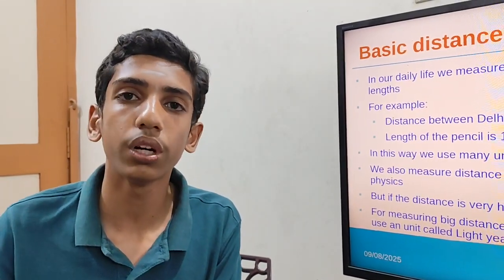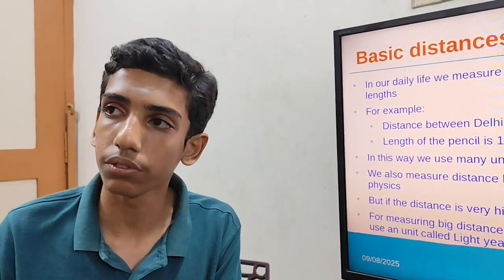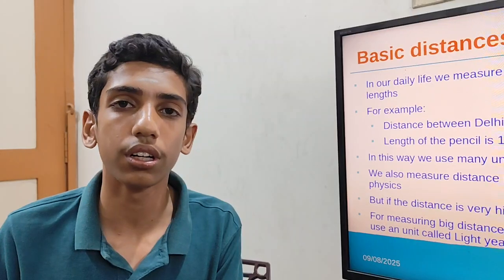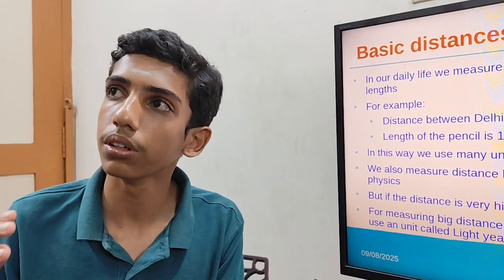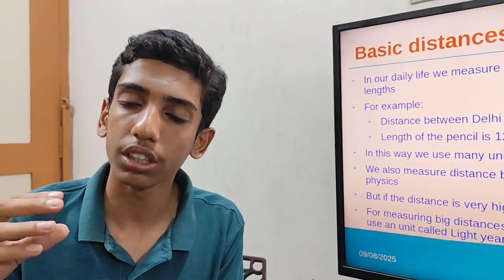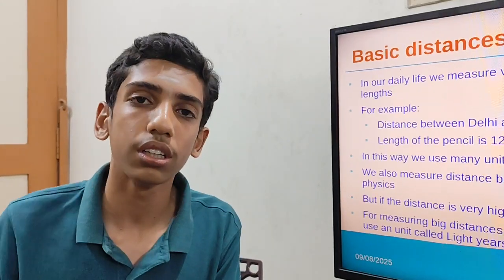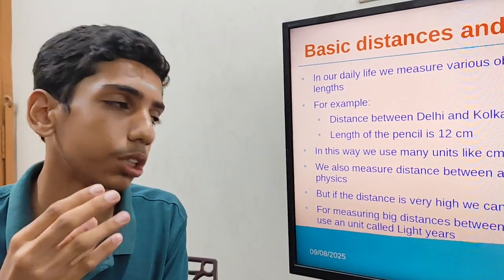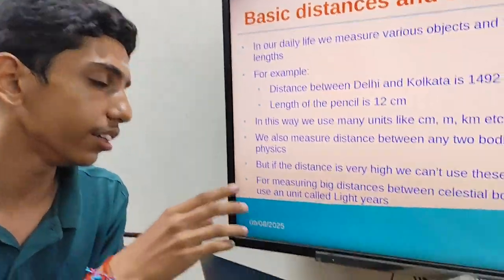And if the distance is too high, like 100 kilometers, if it goes more than that, we use separate units for that. Approximately, the distance between Earth and Sun is really high, which we can't measure using kilometers. So we use a specific unit called light years.